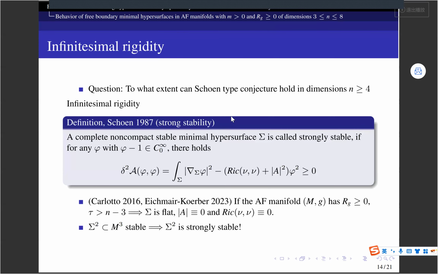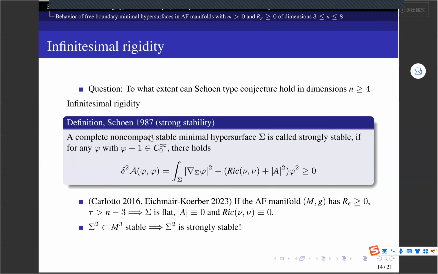So in order to get a comprehension of this theorem, the first step may be to understand the rigidity for a single hypersurface, and only when you have understood the rigidity for a hypersurface, you can say some more things about the rigidity of the ambient space. And this is related to the infinitesimal rigidity result. And here we have to introduce a notion called strong stability.